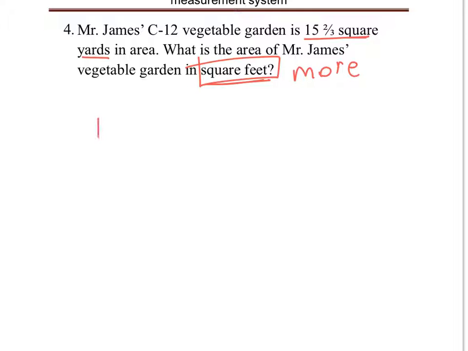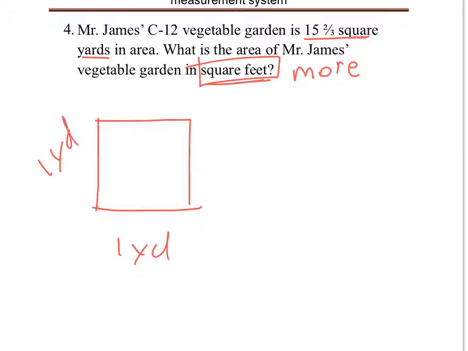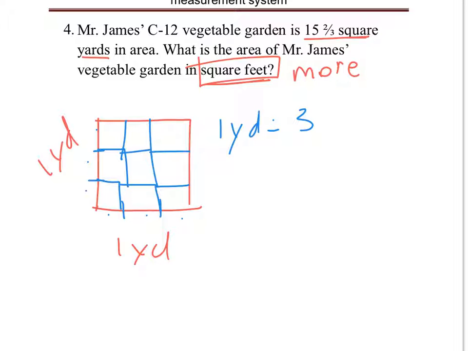If you can't remember, just make yourself a diagram and say, if this is a yard, and this side is a yard, so now I have a square, that's a square yard. And I draw in the feet, so 1 foot, 2 foot, 3 foot, make a yard. 1 foot, 2 foot, 3 foot, make a yard. So how many of these square feet do I get from this? So it's 3 by 3, so I get 9. So 1 square yard equals 3 times 3 equals 9 square feet.